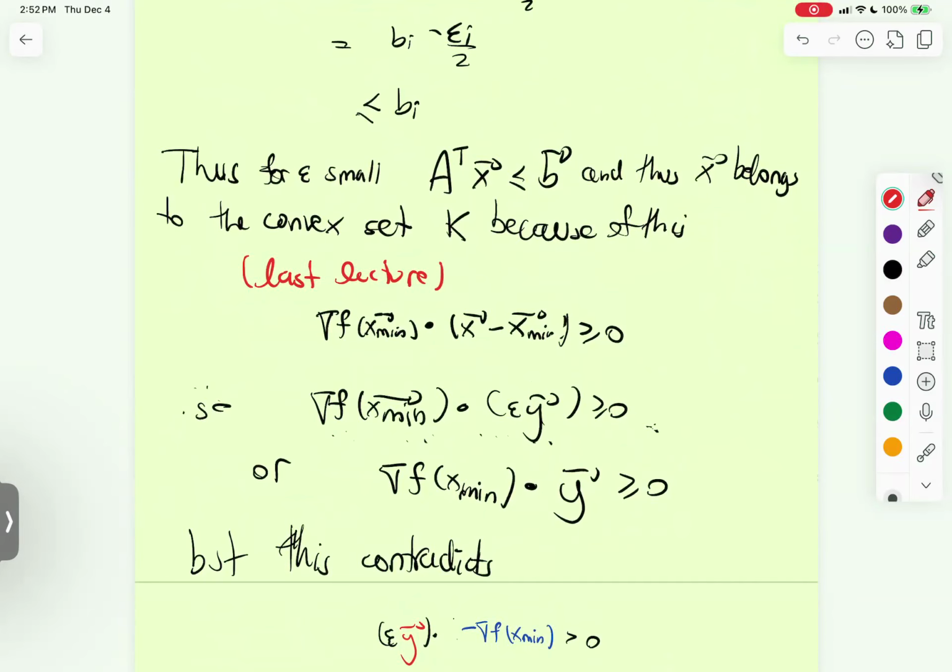But on the other hand, we also knew that minus the gradient dot y is also greater than 0, right? So you cannot have simultaneously that the gradient dot y and minus the gradient dot y are both greater than 0. That's where the contradiction comes from, because it would be opposite. It's like saying the angle is acute with the vector and with minus the vector, and the vector has an acute angle with the normal one, which cannot happen.